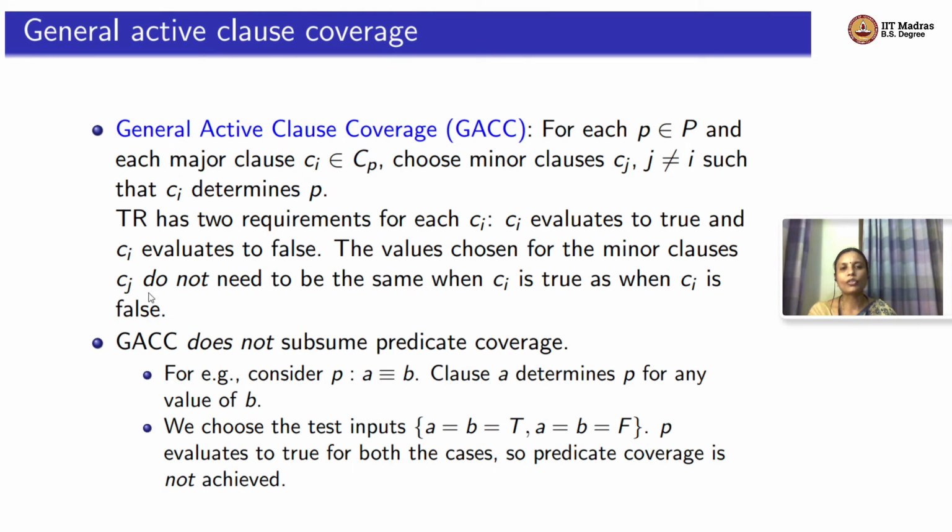First one, general active clause coverage, abbreviated as GACC. Active clause coverage, I hope by now you're comfortable about what it is. Take a major clause, let minor clauses be such that the major clause determines P. Your test requirement says evaluate the major clause to be true once, evaluate the major clause to be false once. The values chosen for minor clauses in GACC need not be the same when Ci is true or when Ci is false.